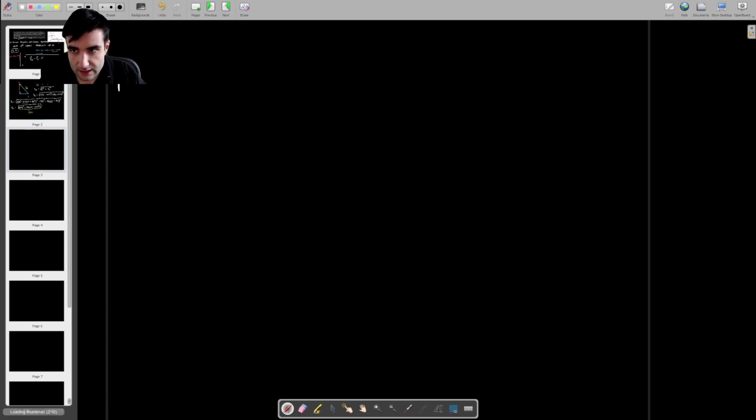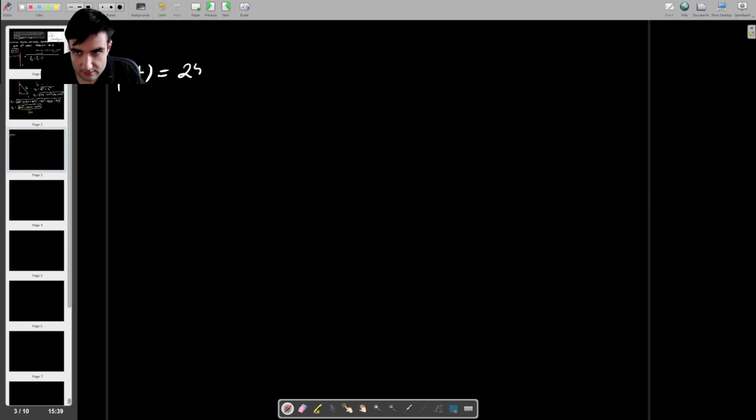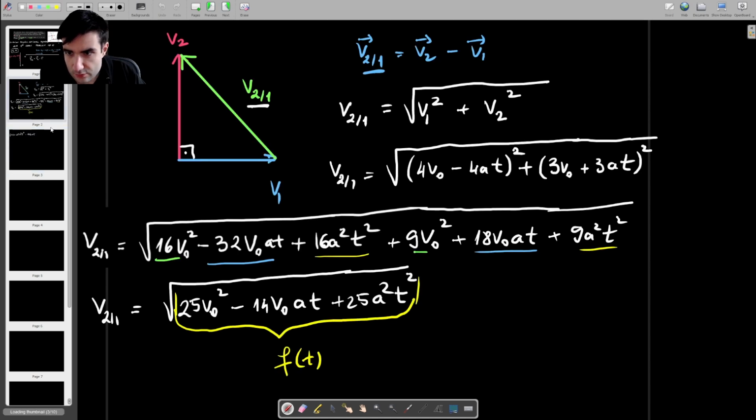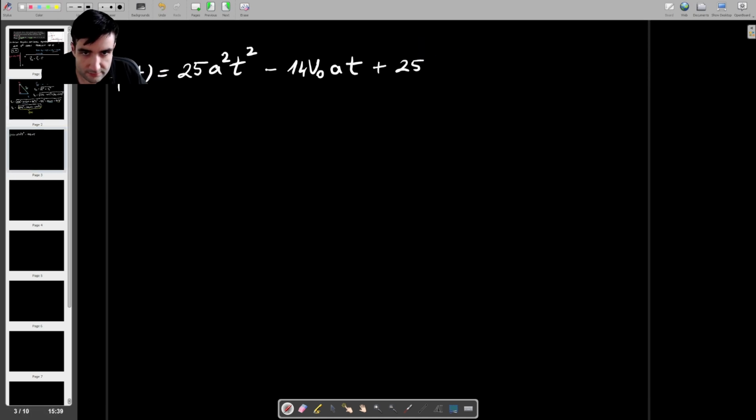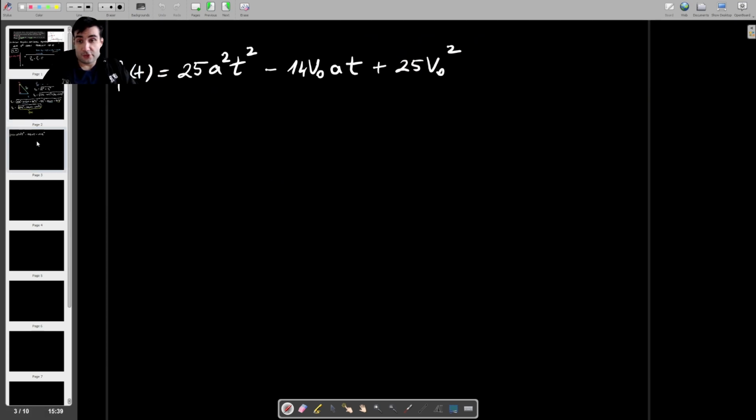So let's say f of t is equal to, and I'm going to rewrite the stuff under the square root, but starting from the last term. And hopefully it will be obvious why I'm doing that. So 25a squared t squared, minus 14 v0 at, and the last one is plus 25 v0 squared. I think that's all. So I'm sure people have noticed that this is a quadratic equation, right? We have t squared and t, and we have to find the minimum.